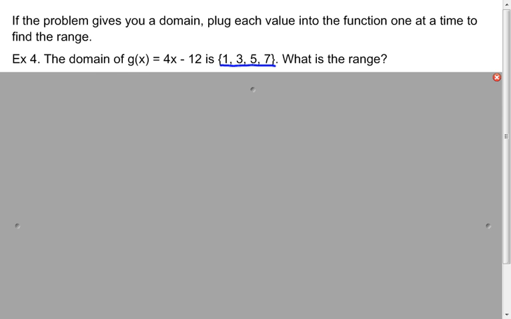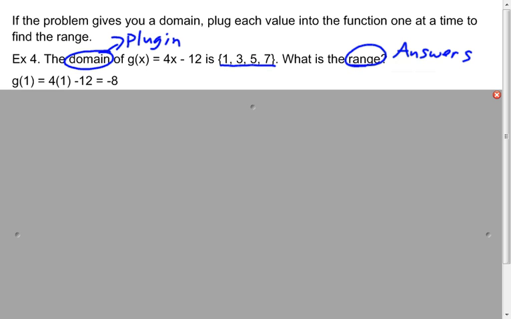It asks what is the range. Remember, range means answers. Domain means stuff that you plug in. So first, I take 1, which is the first number in my domain, and I plug it into my equation. So I plug 1 in for x. 4 times 1 is 4. 4 minus 12 gives me negative 8. So when I plugged in a 1, I got an answer of negative 8.